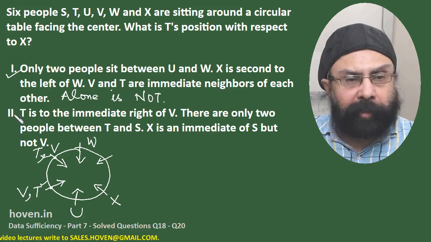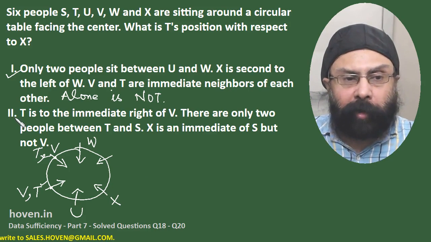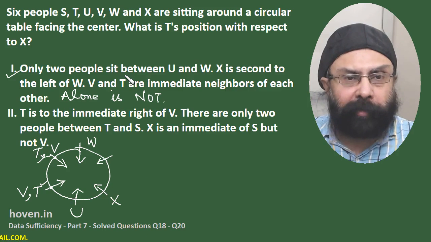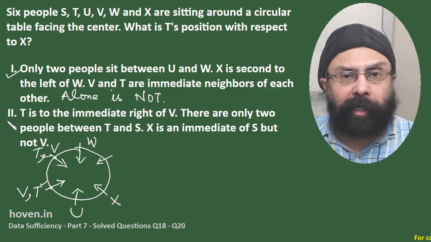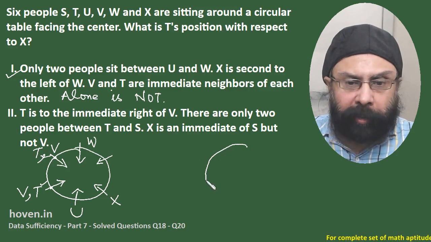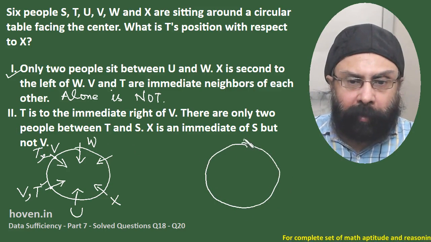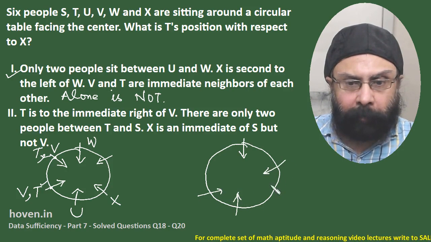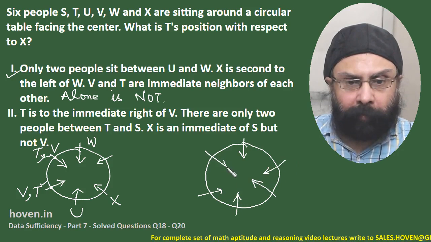Now let us take the second statement. We will forget about the first statement. We will not make use of any fact given from the first statement. We will try to find the answer only on the basis of the second statement. Let us draw a circular arrangement once again. These are the locations, as we have already seen, six locations. This way.